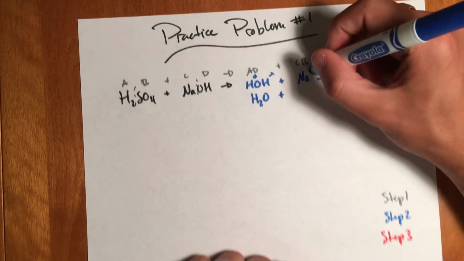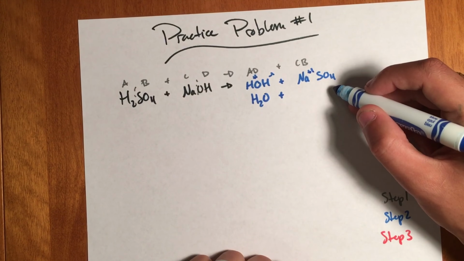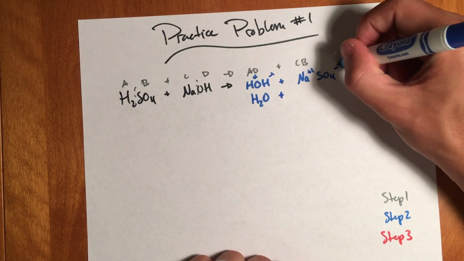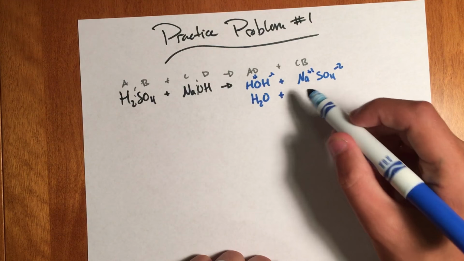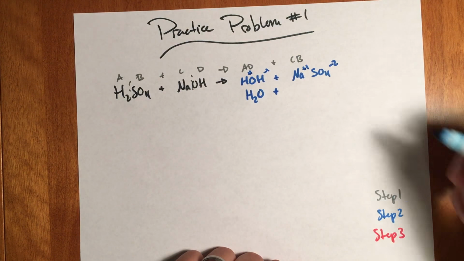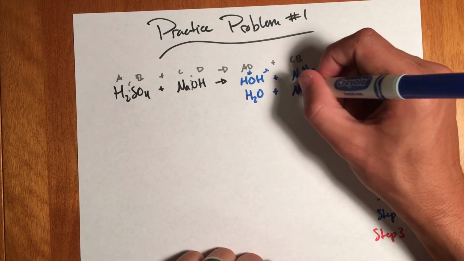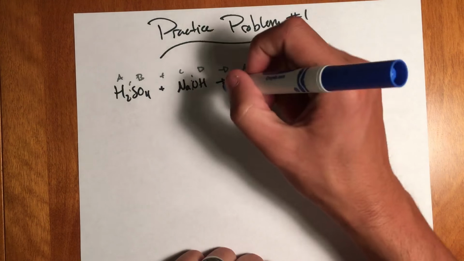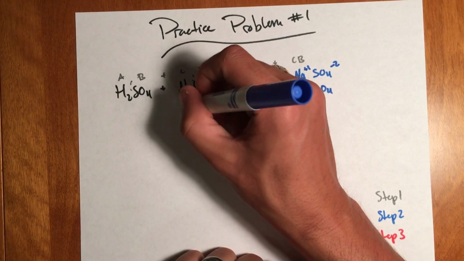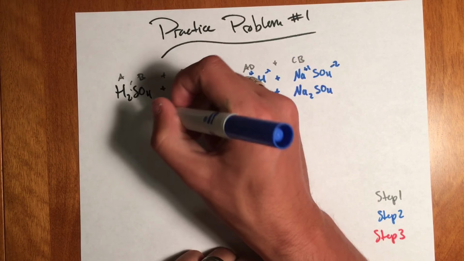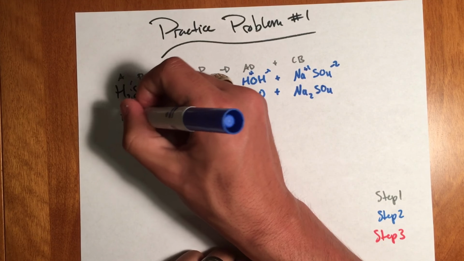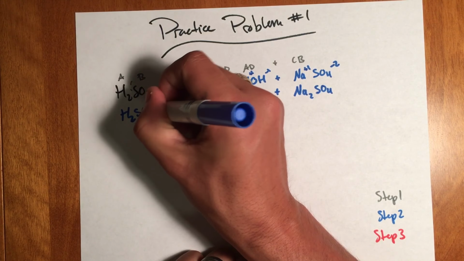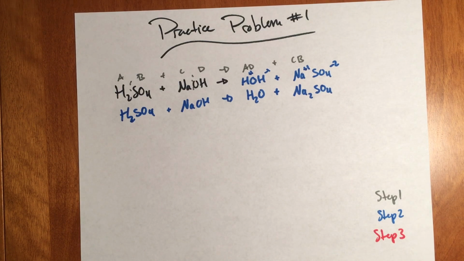Then sodium has a +1 charge, sulfate, if you remember, has a -2 charge. Therefore, I'll need 2 sodium atoms to counteract the charges from the sulfate. So that'll be Na2SO4. Now we can bring this down: NaOH, H2SO4. And now we can actually start to balance the reaction.